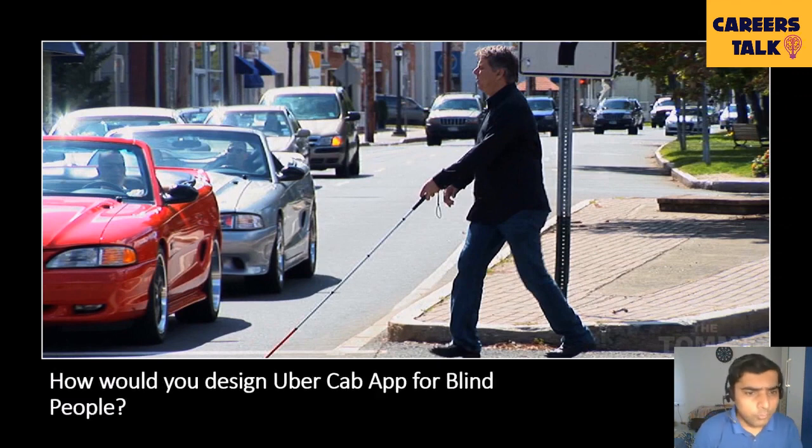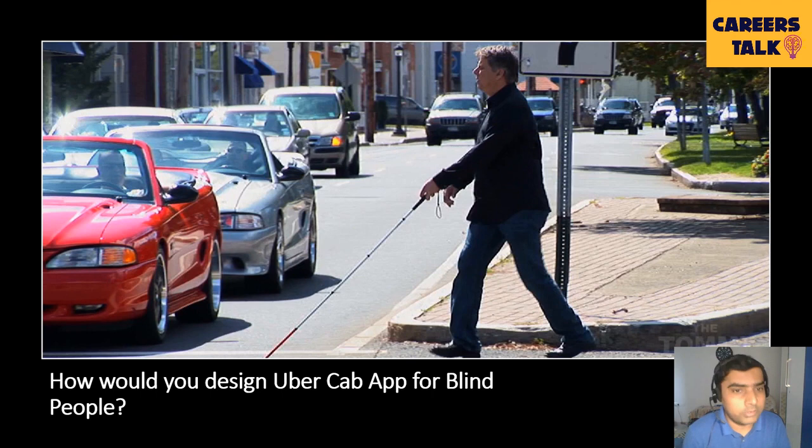Here we have a one-line problem statement. How would you design the Uber cab app for blind people? There are multiple cab services available, like Uber and Ola, which provide apps for ride booking. These apps are designed in a very user-friendly manner. Anyone can log in, select the pickup location and destination, choose the type of ride and book it. Once the ride is done, they make the final payment. This looks very easy for us.